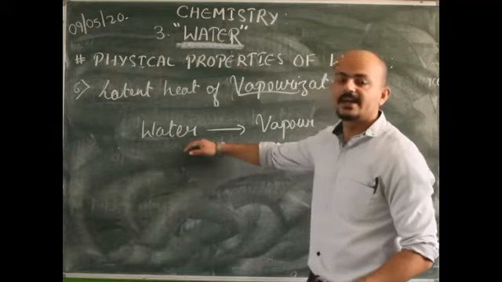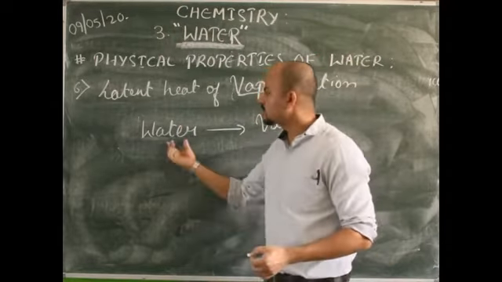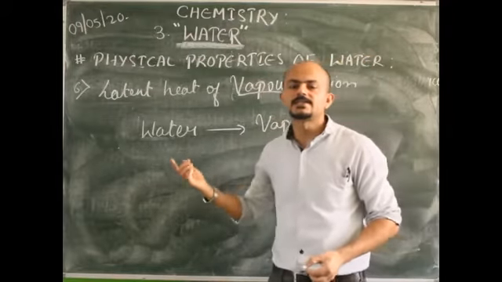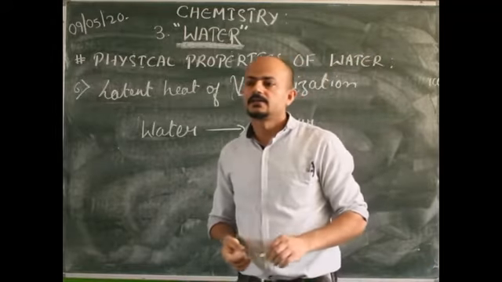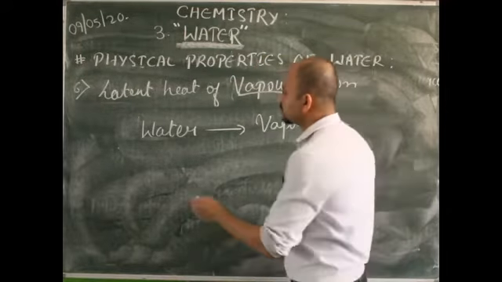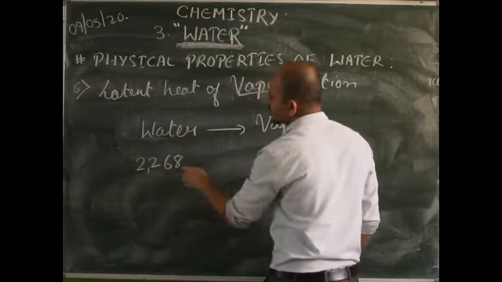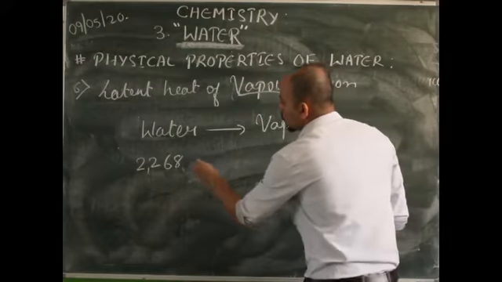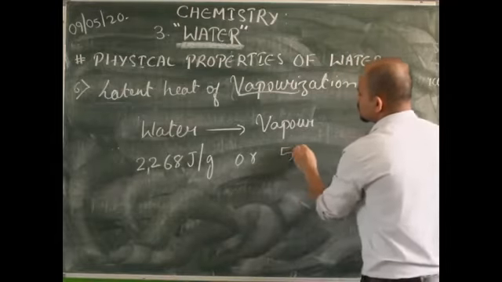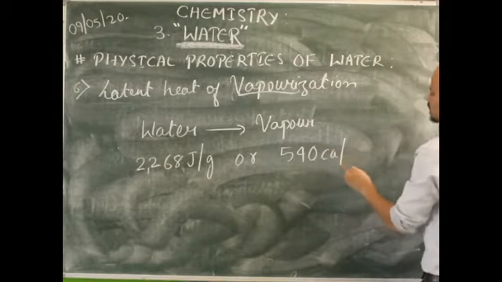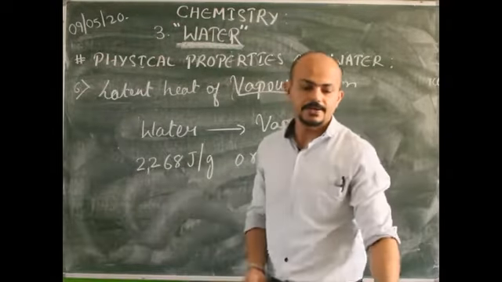So at 100 degrees centigrade, the amount of heat required to change water into water vapor is known as latent heat of vaporization. And it is 2268 joule per gram, or 540 calorie per gram. So this much heat is required.